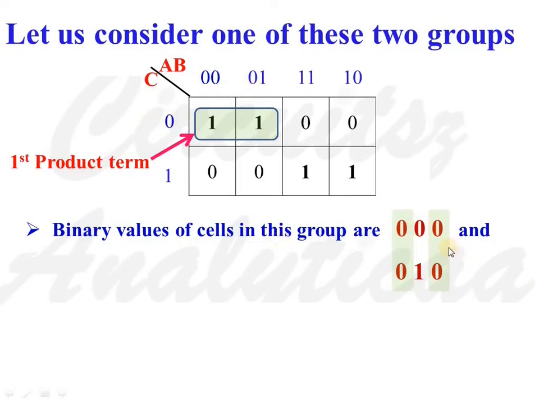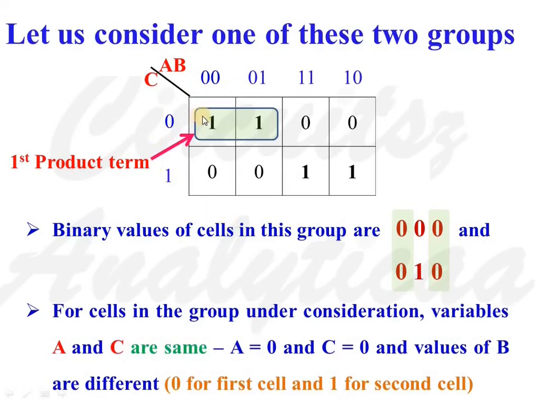So if you compare these 2 binary values, we can find that for these 2 cells, value of A and value of C are same. But value of B is different for these 2 cells. For cells in the group under consideration, variables A and C are same. So for these 2 cells, A is equal to 0 and C is equal to 0.